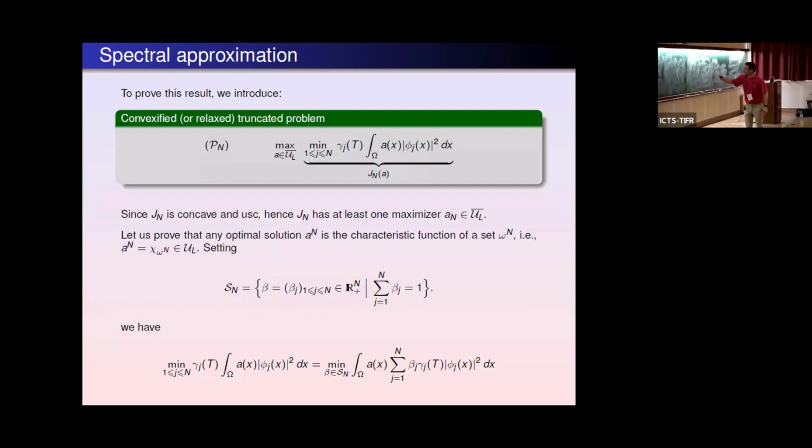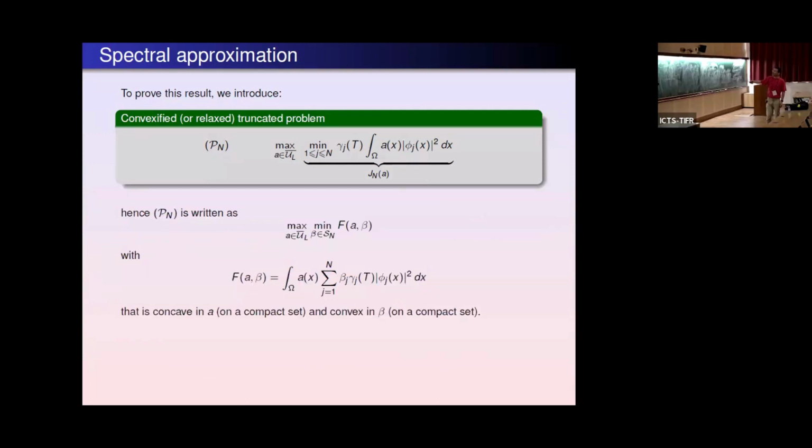So this is what we write here. So now, the max-min problem above is written as a classical minimax problem, or maximin problem. It's the maximum over a compact convex set of A, of a minimum over beta, which is in the simplex, of a functional capital F, which is there. So capital F is concave with respect to A, convex, even more than that, but in particular convex with respect to beta.